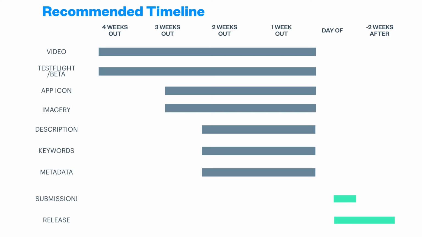Similar to the app icon and the imagery, you want to make sure that you start gathering this information and all this metadata about 3 weeks out, also to make sure that the partner has buy-in and approval for it. The description, keywords, and metadata, depending on your product team, can be thought of and finalized around 2 weeks out. And for iOS, when you submit on the day of, it takes about 2 weeks for Apple to pick up your app in iTunes Connect and review it.